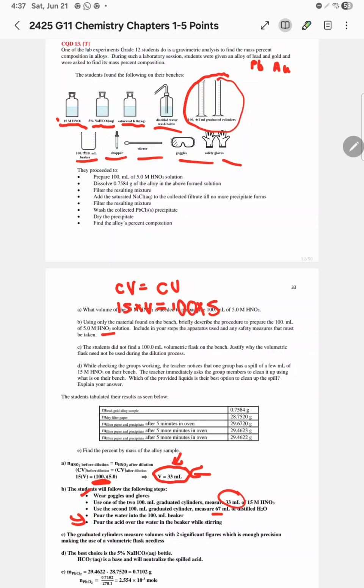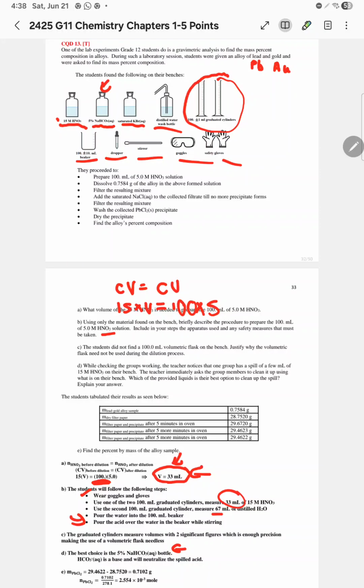Now, while checking the groups working, the teacher notices that one group spilled a few milliliters of the nitric acid on their bench. The teacher immediately asked the group to clean it up using what is on the bench. Which of the provided liquids is the best option to clean up the spill? The best option to clean up an acid would definitely be a base. So the NaHCO3. Yeah, it's a base, and an acid will neutralize to form water. So it will just form water, which is the safest option.